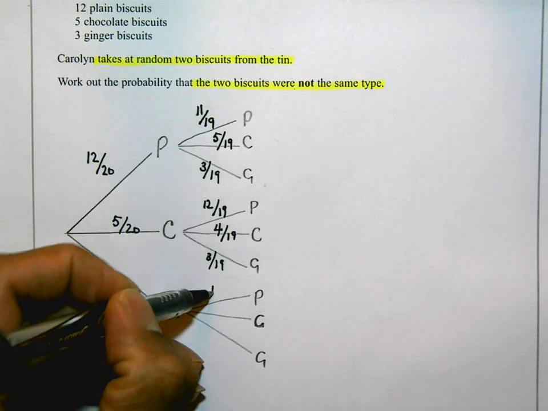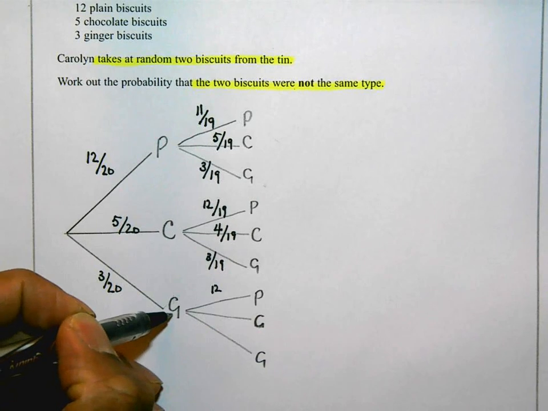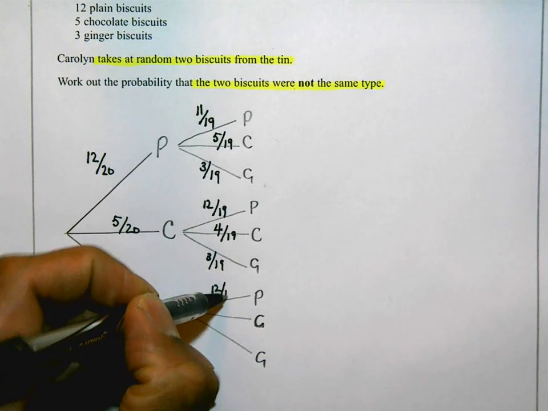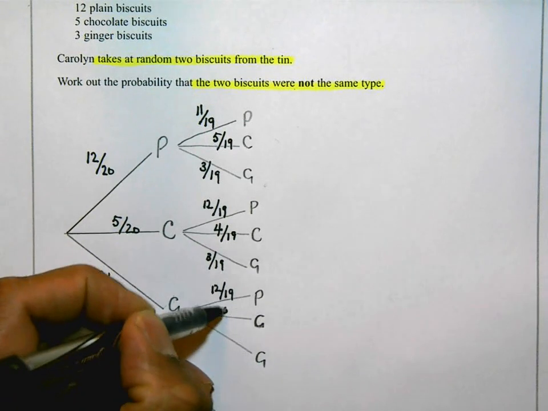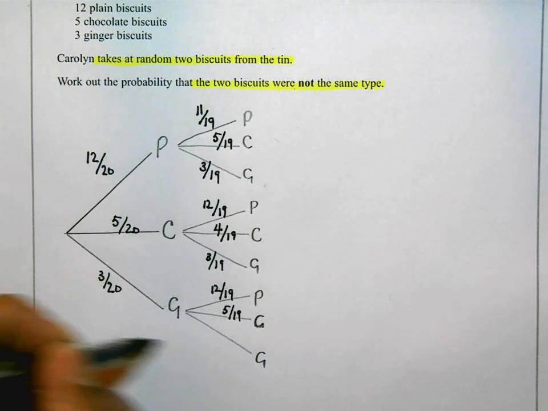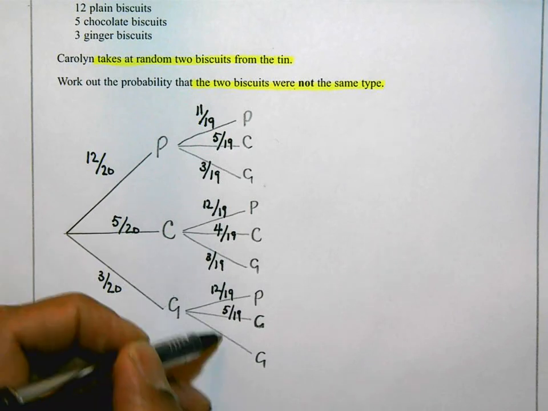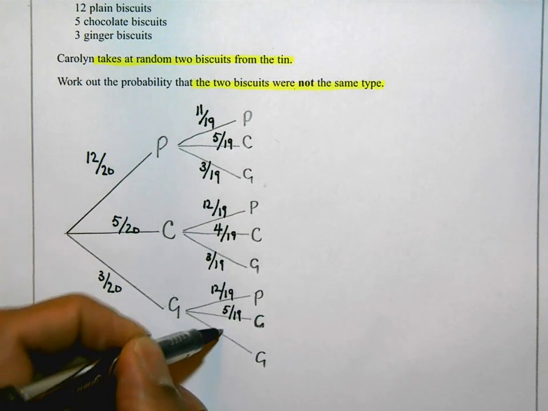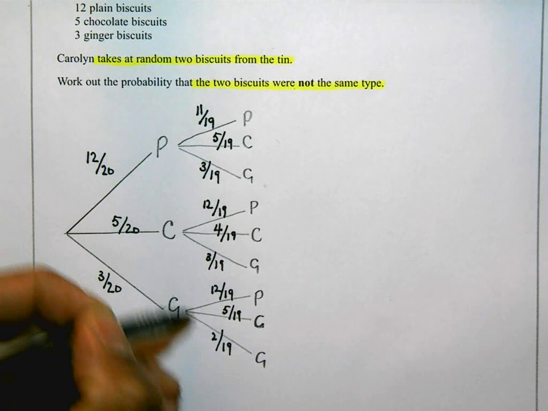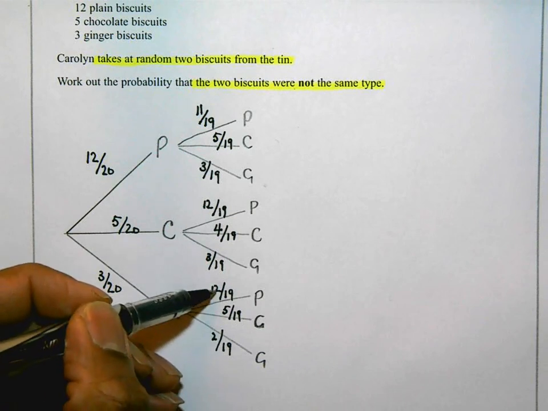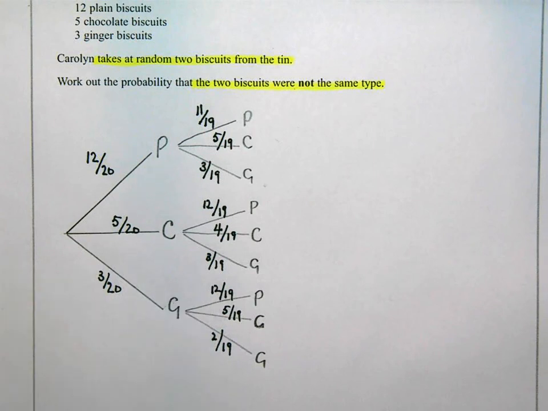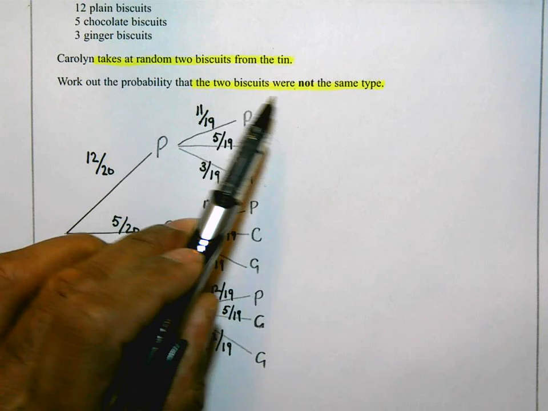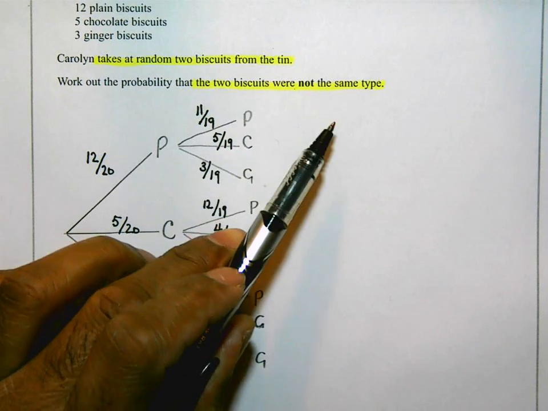In this case, I've picked a ginger first, so I have 12 plain biscuits, so that's 12 out of 19. This is chocolate, so that's 5 out of 19. And finally, here, because I picked a ginger first, there are only 2 of them left, so that's 2 out of 19. And let's just check that. 12 and 5 is 17, 17 and 2 is 19, that's 19 out of 19. The question says, work out the probability that the 2 biscuits were not the same type.